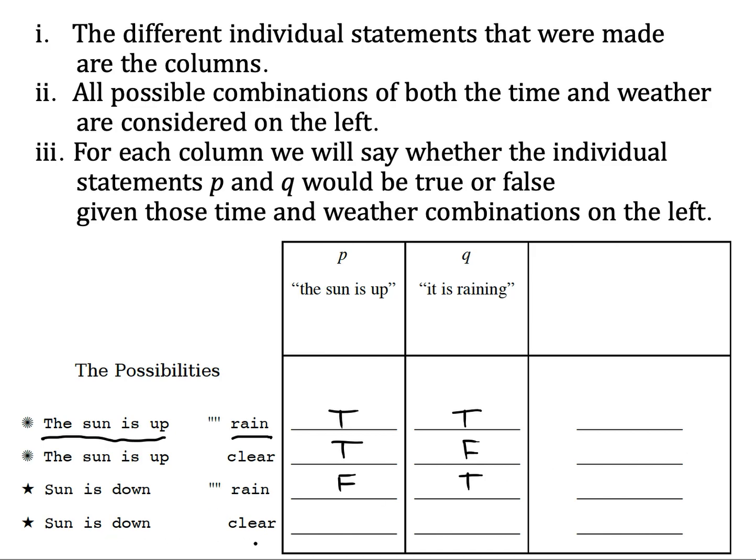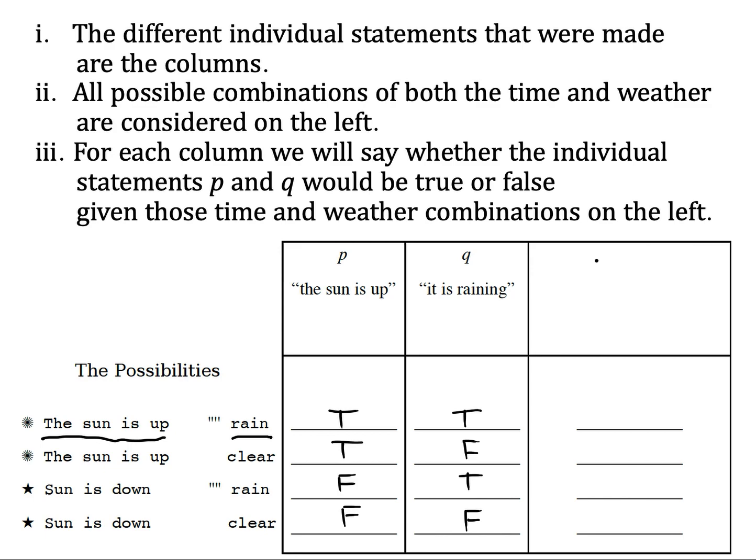Finally, on a clear night, that's the other possibility out of the 4 here. If they say the sun is up, that would be a lie. And if they said it was raining, that would be a lie too. Our goal here of the truth table is to get all possible combinations of true and false. There's actually 4 different possibilities here. And we now want to consider the overall compound statement. So I'm going to write that in this last column.